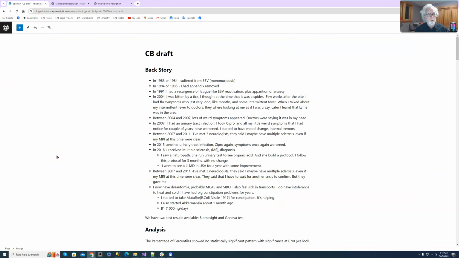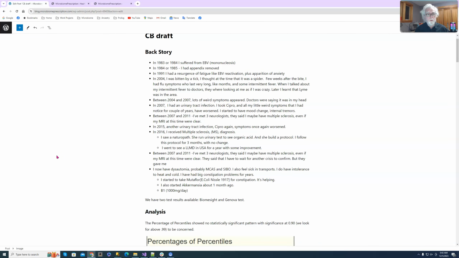First, here is a draft of the post. Epstein-Barr, which typically can be a precursor to chronic fatigue syndrome. Tick bite, which generally shifts somebody over into chronic Lyme issue. A bunch of things, and then ended up with a diagnosis eventually, checked several times, of MS. So this is an MS case with possible overtones of Lyme and chronic fatigue syndrome.